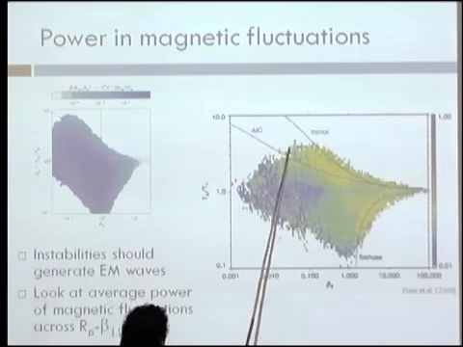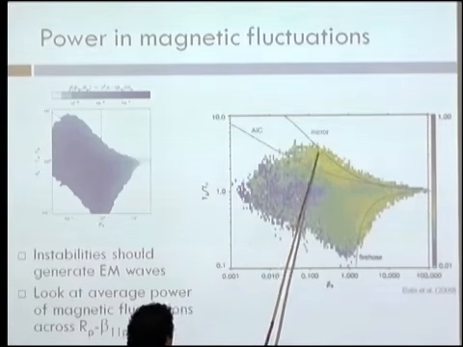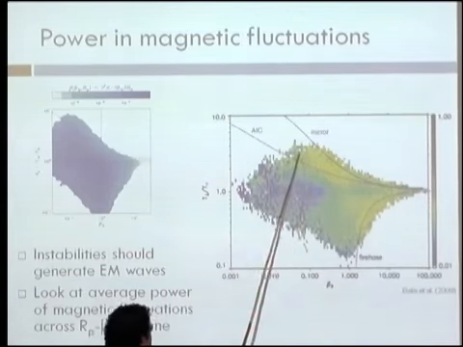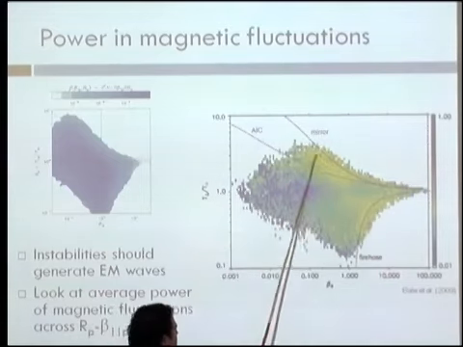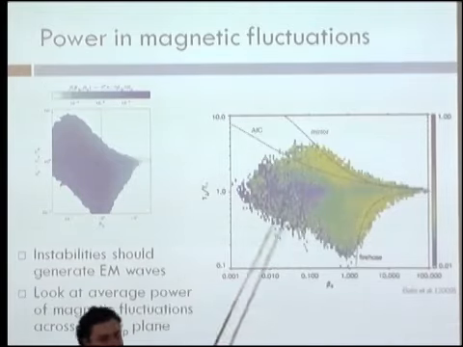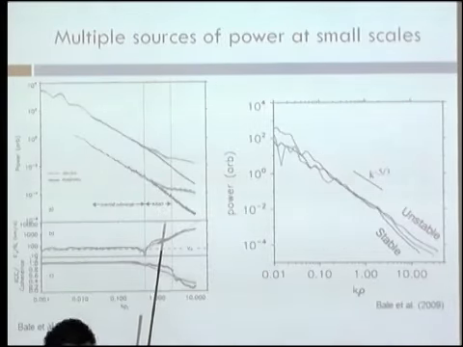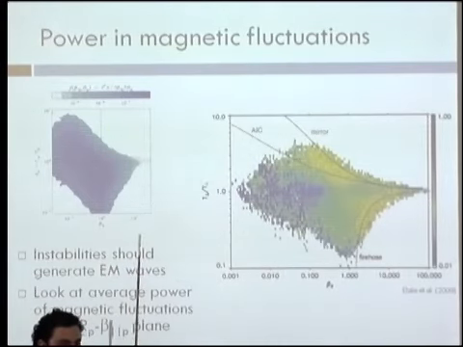And as Stuart alluded to, up here you tend to see more wave power when you're above the cyclotron instability. Is that because you're near the mirror instability threshold, or is it that you go above the cyclotron instability and something interesting starts happening?